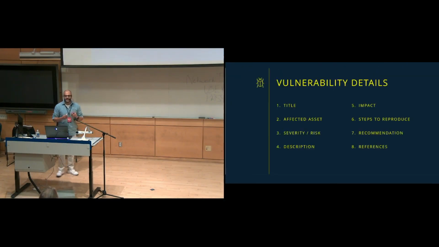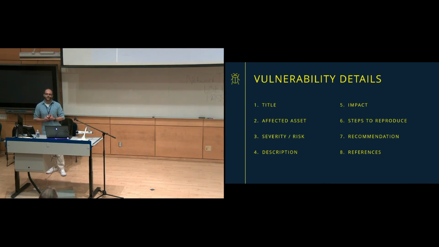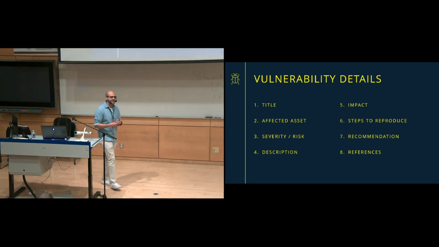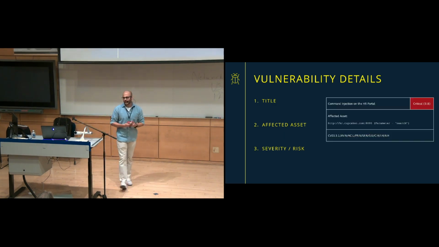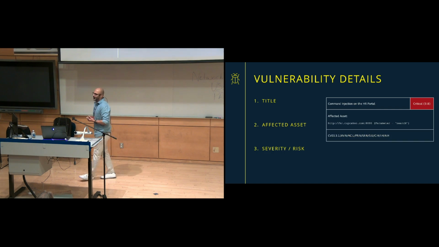Moving on to the meat of the report itself, this is where you dive into each individual vulnerability identified during the assessment. Starting with the title, you don't have to write an entire paragraph for a title. Let's try to answer 2 important questions with the title. What was identified and where was it identified? Right? So what was the vulnerability and where did you find it?